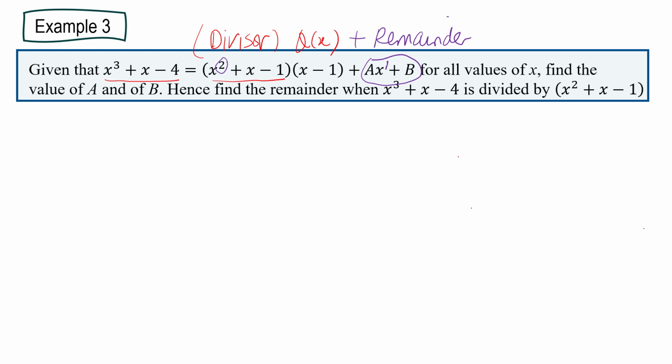So what we're going to do is just substitute in certain values. First of all, I'm going to substitute x to be 1, because then I can make this factor 0. So I'm going to let x equal 1. I would have 1 to the power of 3 plus 1 minus 4.